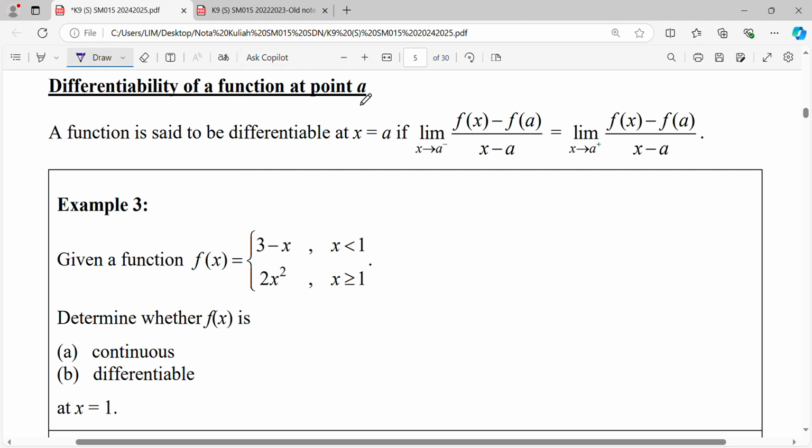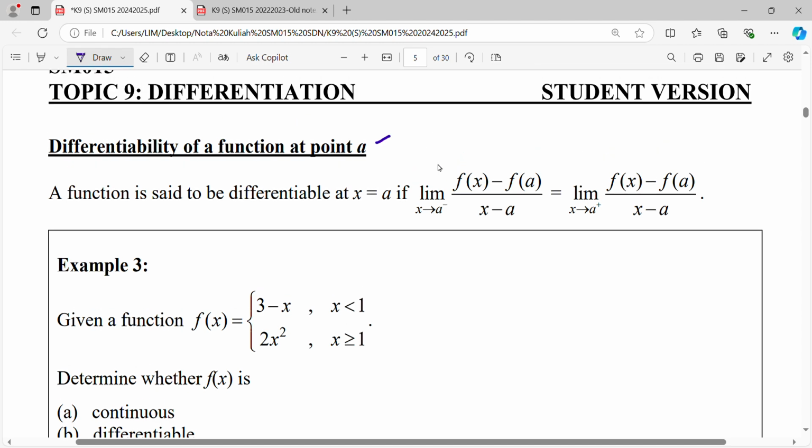Differentiability of a function at point A. When you have differentiability at a point A, we use the formula f prime A. Take down the formula using first principle: limit x approaches A of f(x) minus f(A) over x minus A. For a piecewise function, you need to do your limit from the left hand side and right hand side. If you get a normal function, just one only, we can directly use this formula. If we get piecewise, then we have to separate left and right, and see whether the limit exists or not. If the limit exists, it means your first principle exists, then your point at A is differentiable.